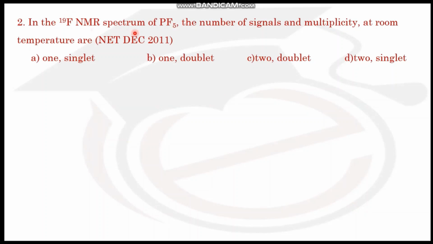Next question. In the F19 spectrum of PF5, the number of signals and multiplicity at room temperature are. This question was asked in NET December 2011.